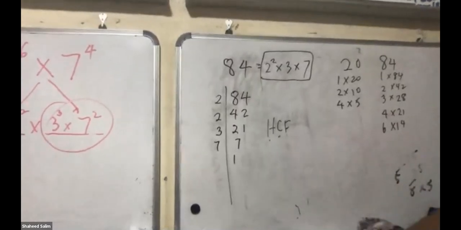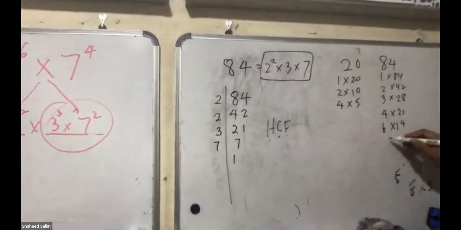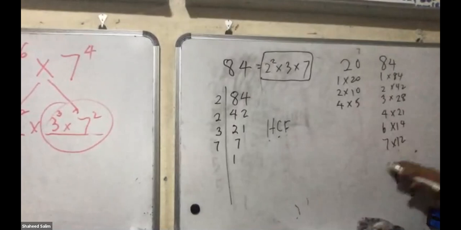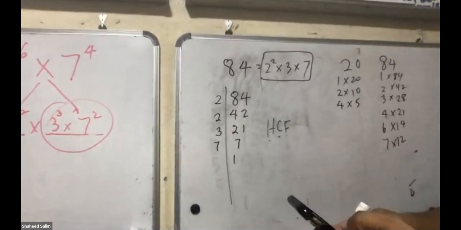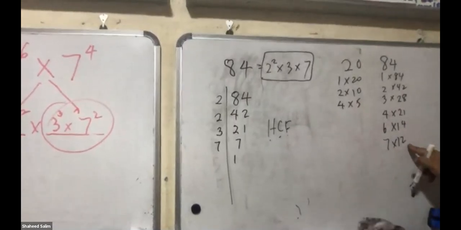7 times something. 7 also can. Sorry, I just wrote this down so that you understand what I'm doing. 7 times 12. And then 8, let me see. 8 cannot, 9 cannot, 10 cannot, 11 cannot, 12 already here. So don't need to go further.